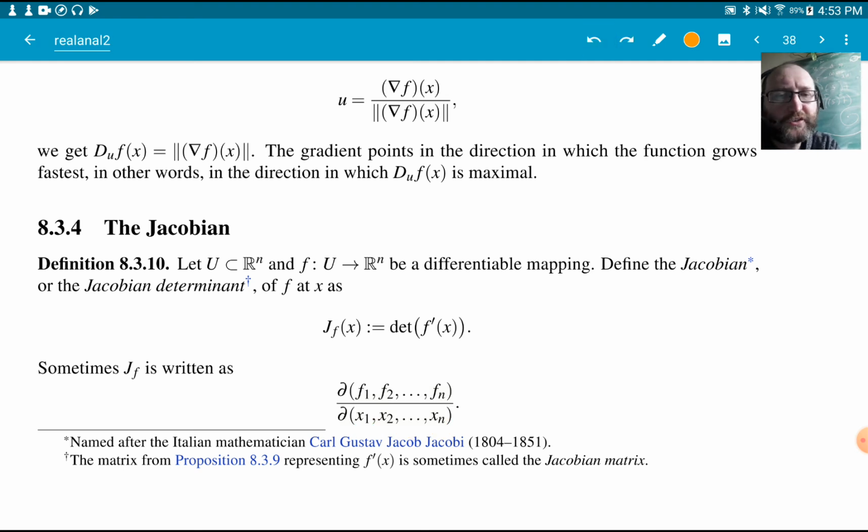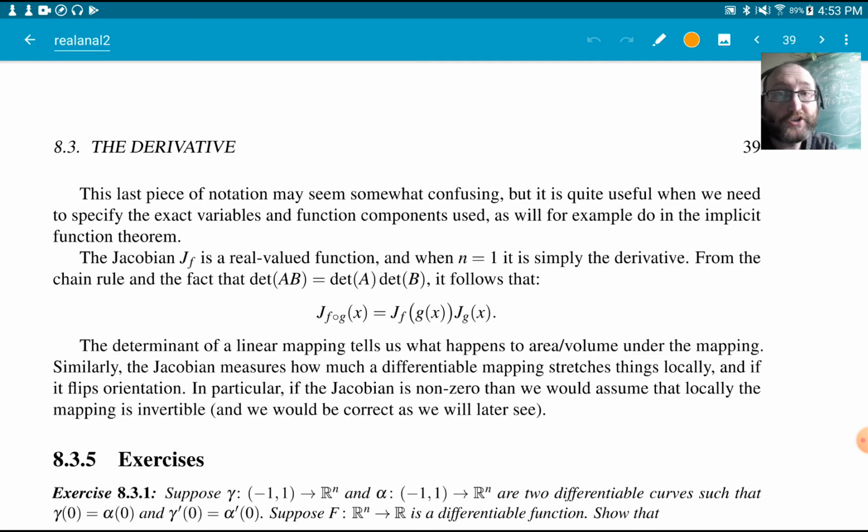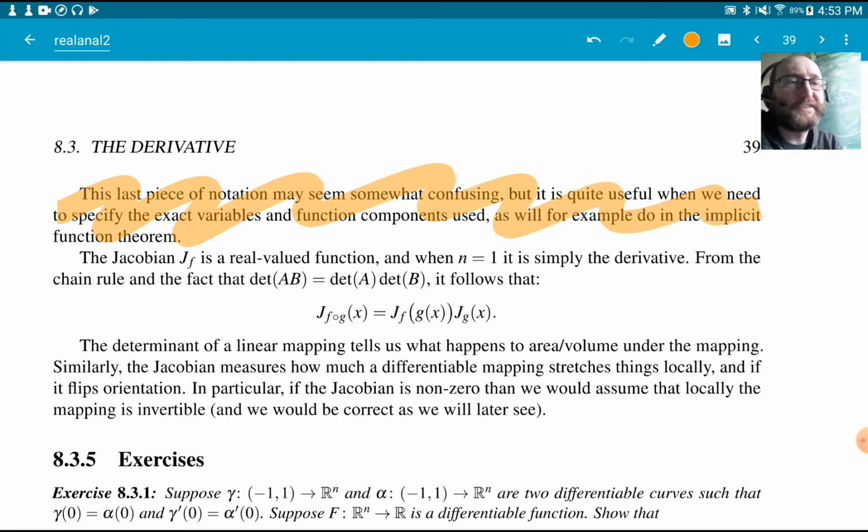So that's the notation for the Jacobian, right? This is just saying what I just said. It will be useful in the implicit function theorem, because there we're looking at the determinant of a certain submatrix of the derivative, and this basically lets you specify the submatrix that you're looking at.